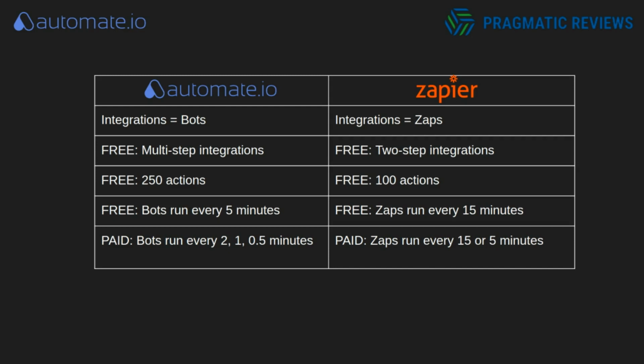Zapier allows you to create 100 actions for free. In the free plan, the bots of Automate.io run every 5 minutes. In Zapier, the zaps run every 15 minutes for the free plan. In the paid plans, the Automate.io bots run every 2 minutes, 1 minute, or 30 seconds. And in Zapier, the zaps for the paid plans run every 15 or 5 minutes.